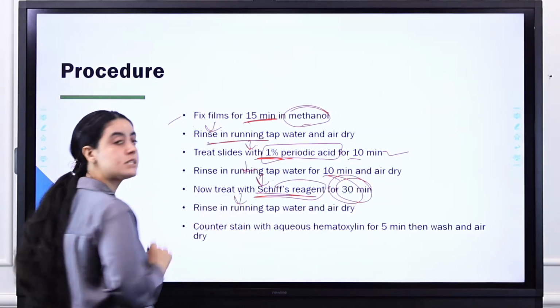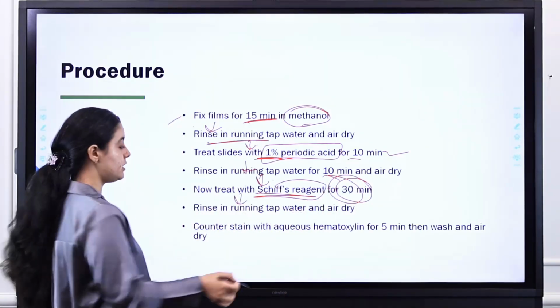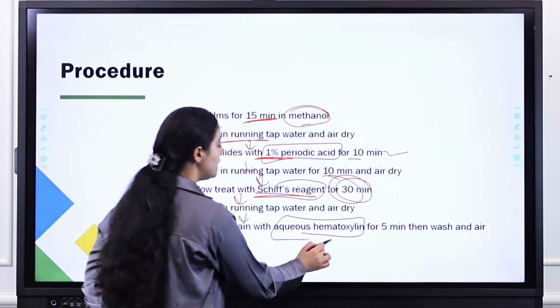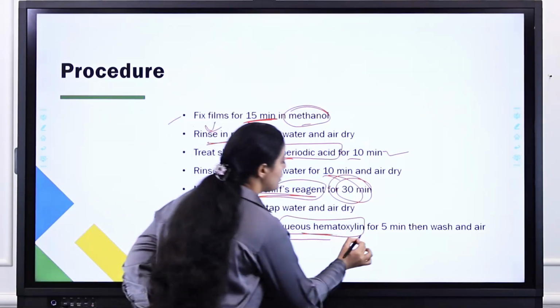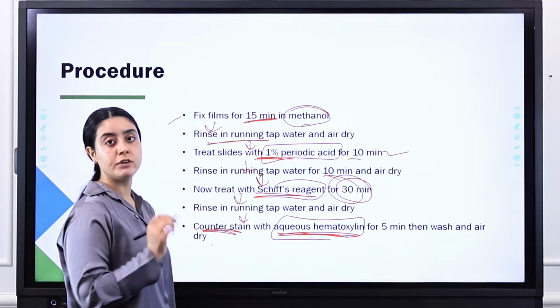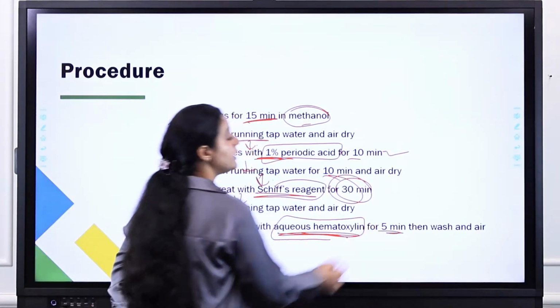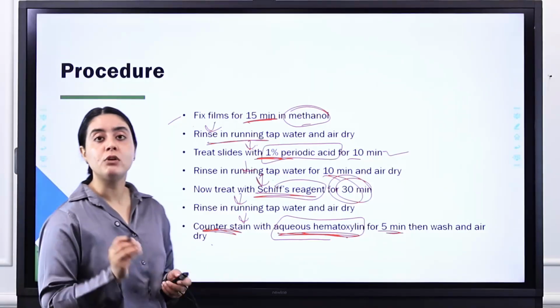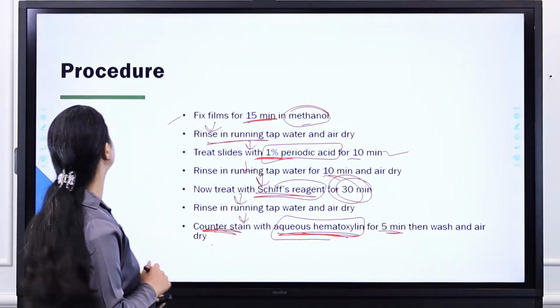Now again we rinse the slide to remove excess reagent, and then we counterstain with aqueous hematoxylin. Here our counterstain is aqueous hematoxylin, which we use for 5 minutes, and then again we wash our slides, air dry, and it is ready to observe under the microscope.